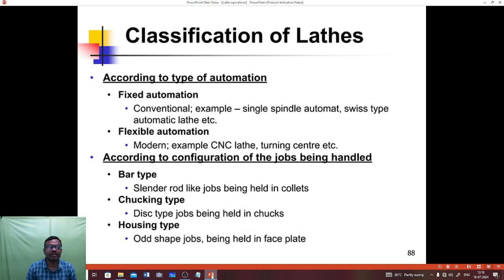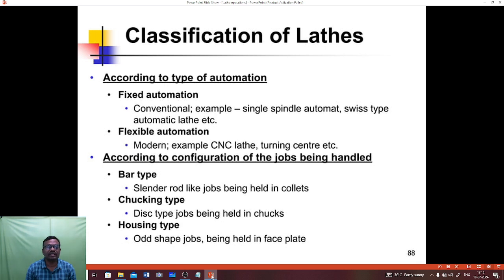According to type of automation, lathes are classified as fixed automation. Example is single spindle automat, Swiss type automatic lathe, etc. And flexible automation, modern lathes, example CNC lathe, training centers, etc.